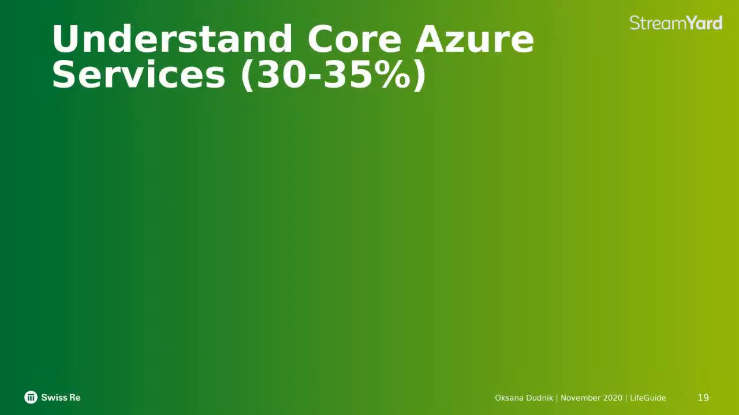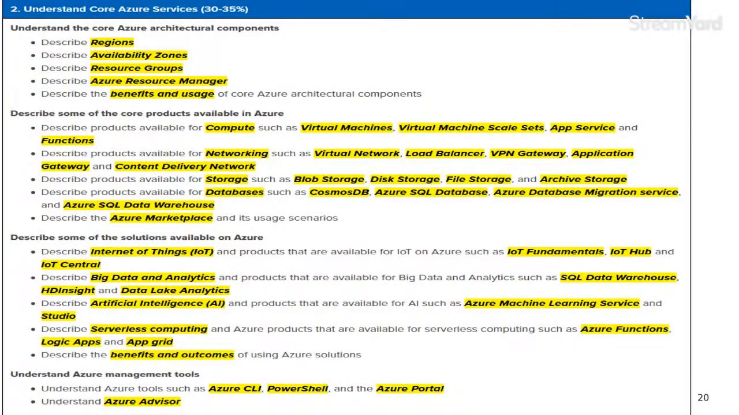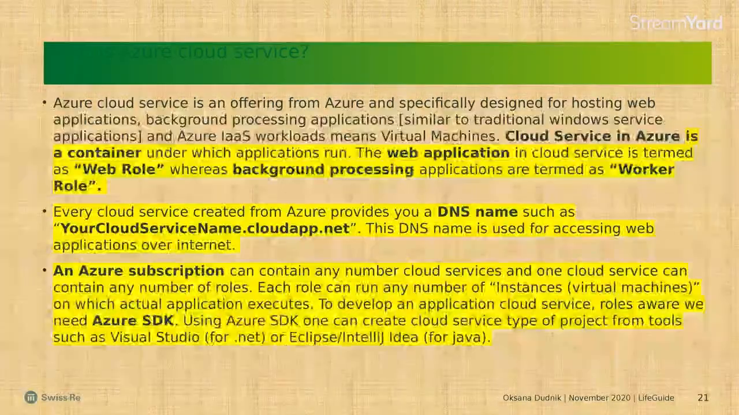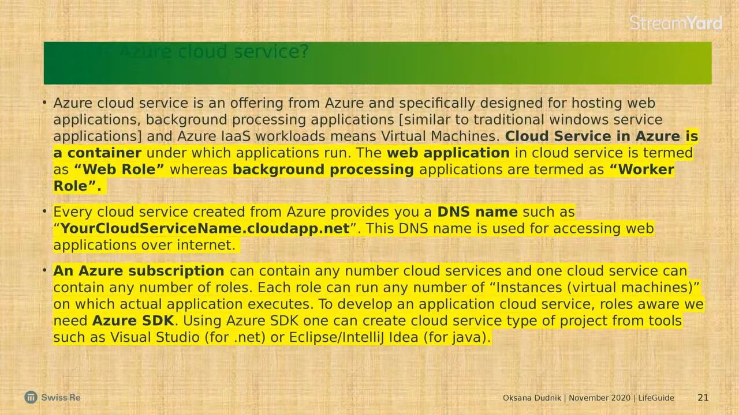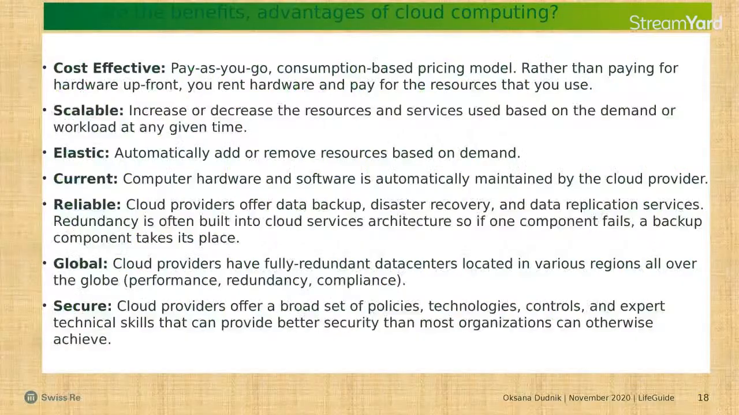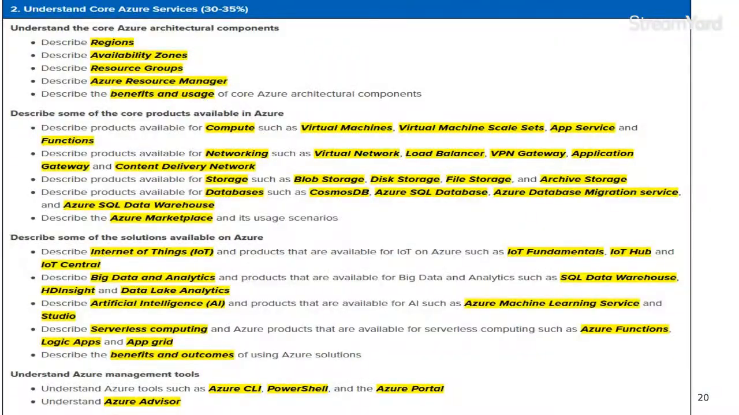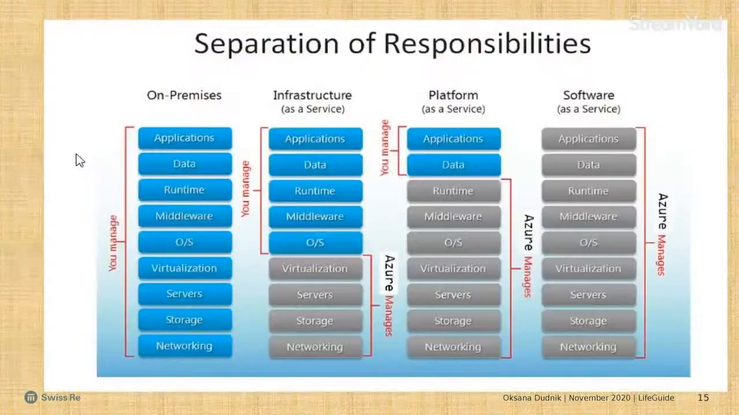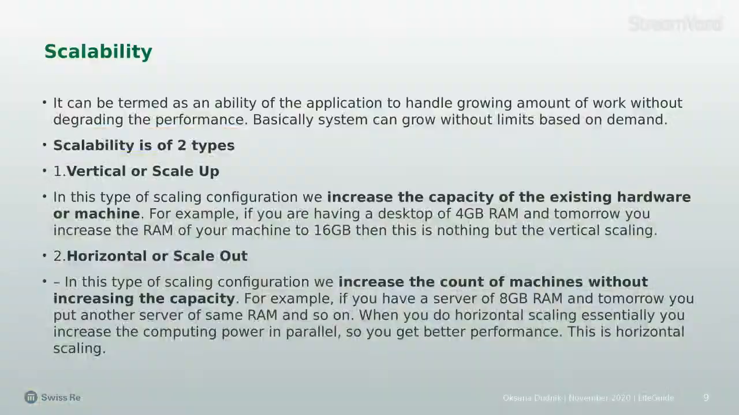That's all. Now coming to the third one, understanding core Azure services. Core services include regions, availability zones, resource groups, the resource manager, and their benefits and uses. I want to explain these concepts tomorrow because these are advanced concepts. If I complete all the concepts today, you won't understand anything. So I am giving the summary of today's class.